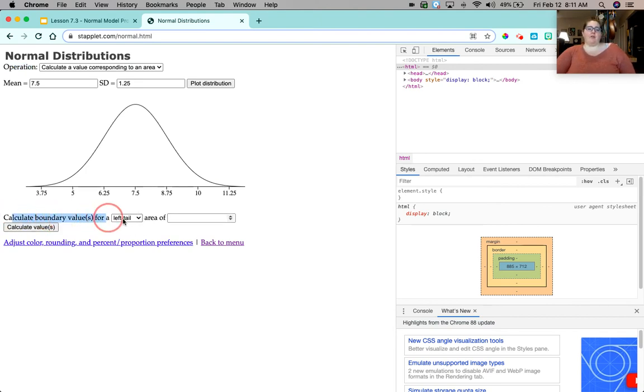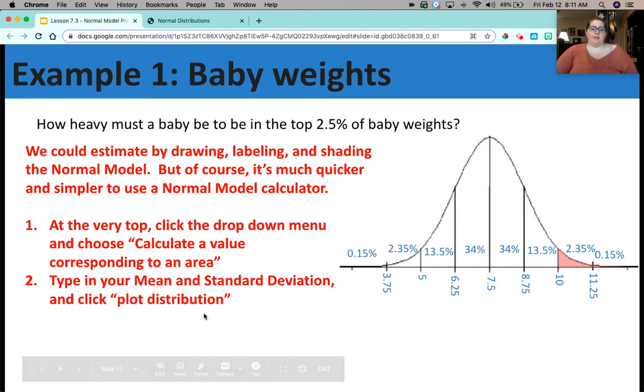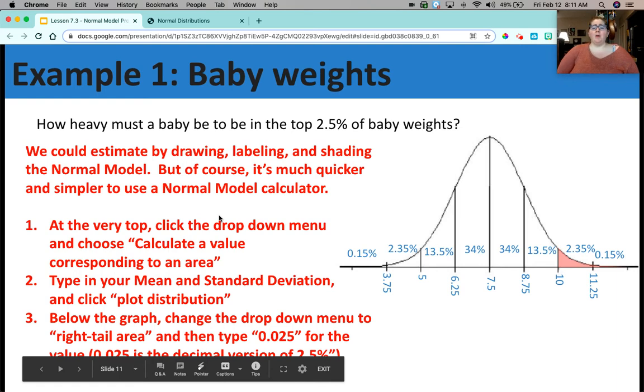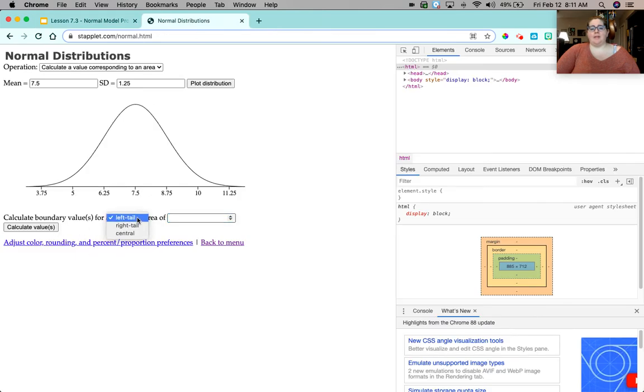And now you have a new kind of set of things down here below the graph. So what we're going to do next is, we already did the plot distribution. Below the graph, since we want the top 2.5%, I'm going to change this little drop-down menu to say the right tail area. Right tail would be the upper whatever percent, left tail would be the lower whatever percent. So since we want the top 2.5%, I'm going to say right tail.